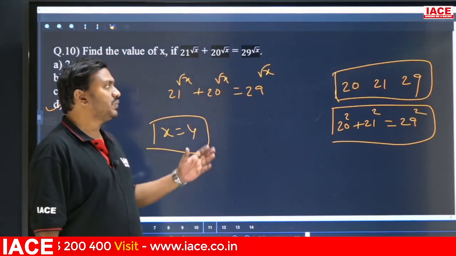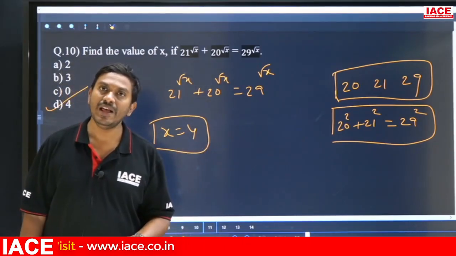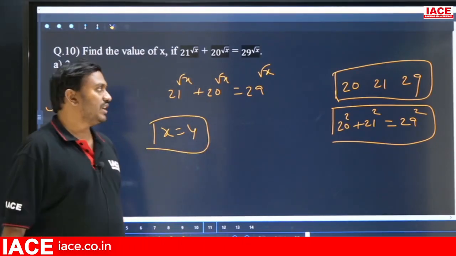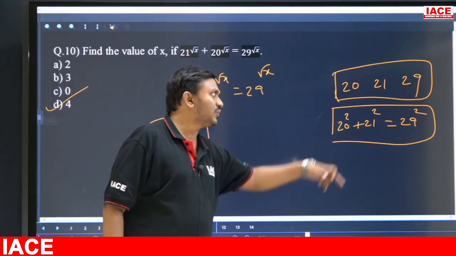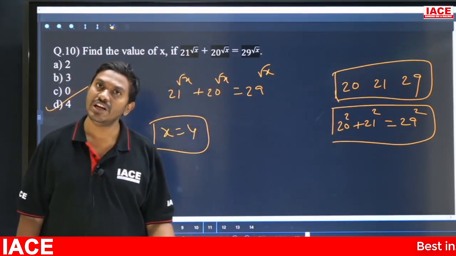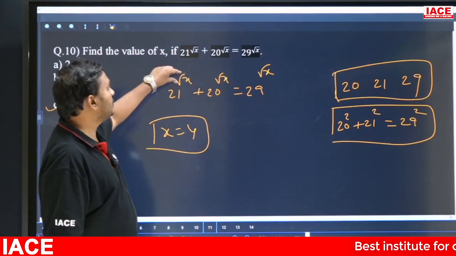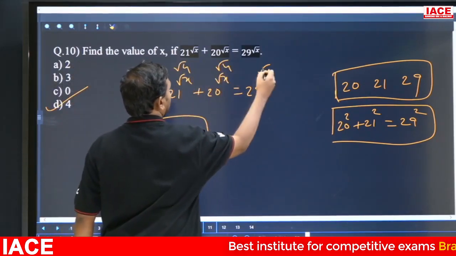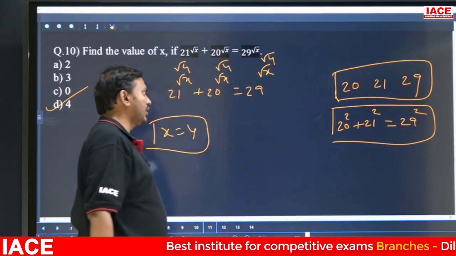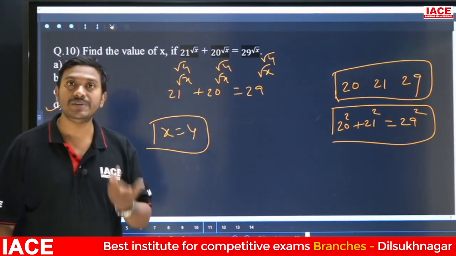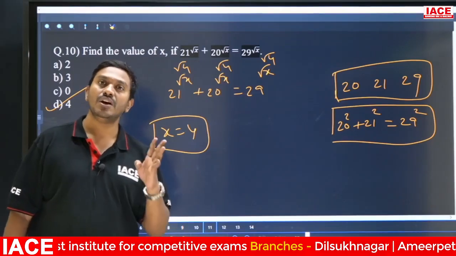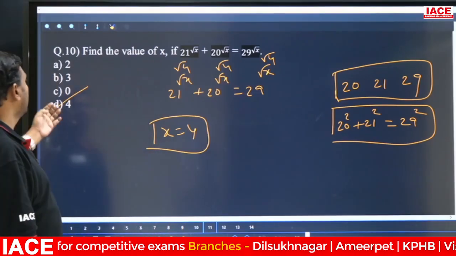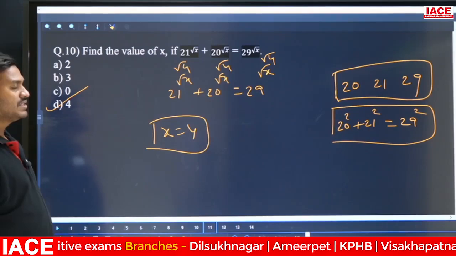So 20, 21, 29 represents which triangle? Right angle triangle. So in a right angle triangle, 20 square plus 21 square is how much? 29 square. So power should be 2, which means root 4. Root 4 means 2. So what is x? x is 4. So the answer is D, 4. Okay, simple question is given.